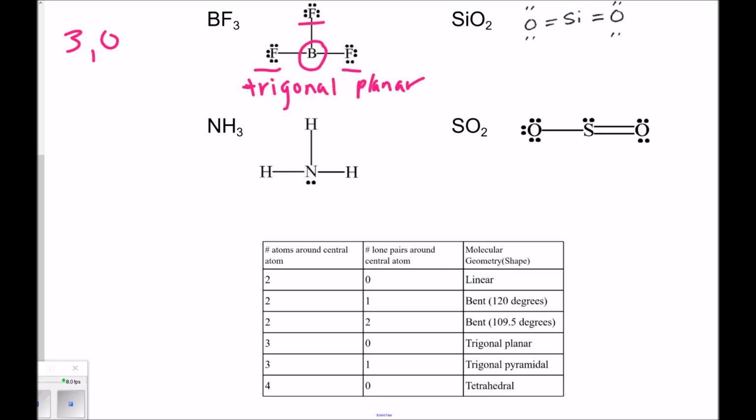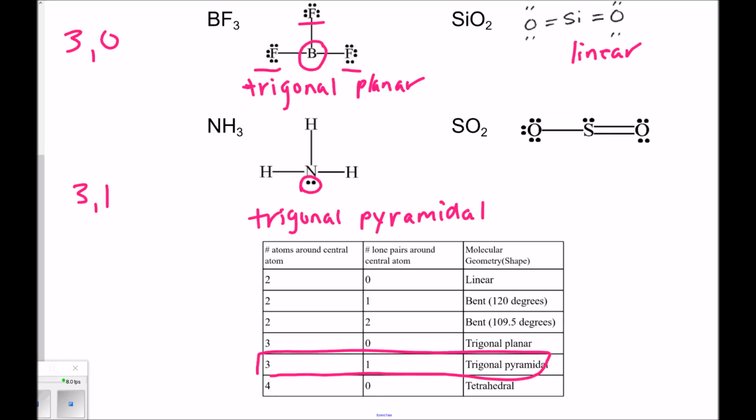Silicon dioxide, so around silicon I've got 2 atoms and 0 lone pairs. So 2 atoms with 0 lone pairs, this one is linear. Next, we've got ammonia, which is right here. I've got 3 atoms around our central atom with 1 lone pair. So 3 and 1 is this guy. It's trigonal pyramidal. So we can see boron trifluoride and ammonia are different. One is trigonal planar, the other is trigonal pyramidal.